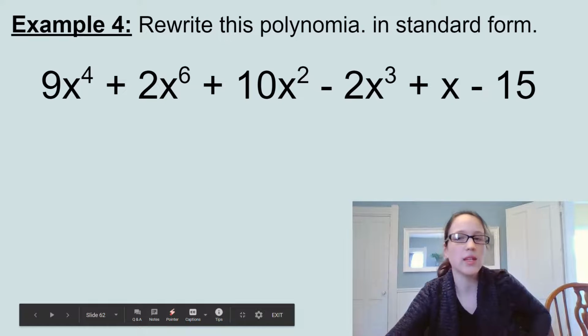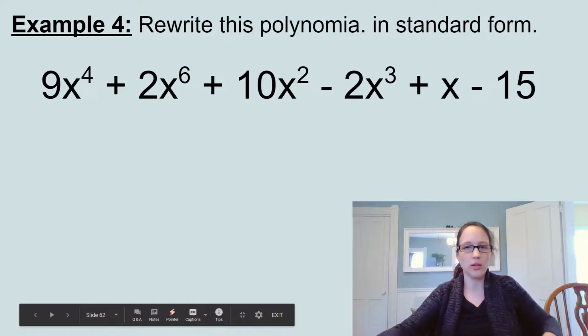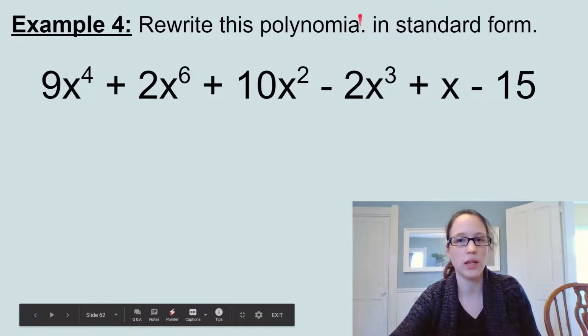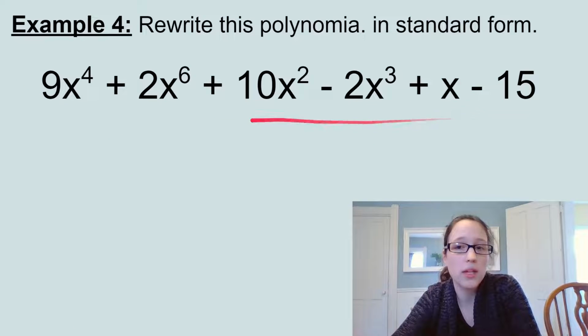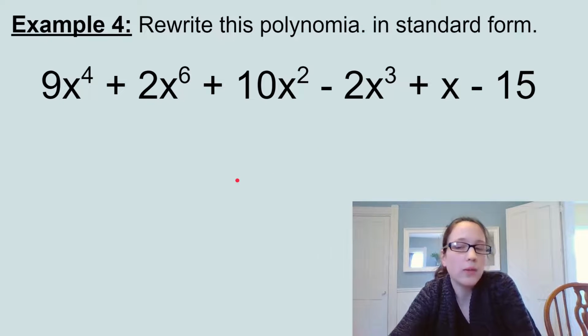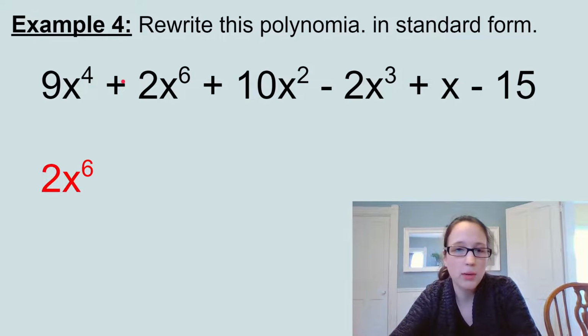So let's take a look at this example. It says rewrite this polynomial in standard form. So this is not in standard form because if I look at the exponents, they do not go in order from biggest to smallest. It goes 4, 6, 2, 3, 1, 0. That's not what we want. So I'm going to find the one with the biggest exponent first, which is this one right here. And I'm going to write that one first. And then I would cross it out.